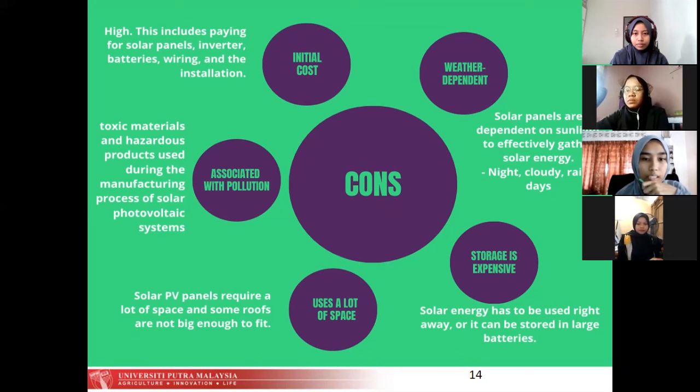The last one is that solar energy is associated with pollution. Although pollution related to solar energy systems is far less compared to other sources of energy, solar energy can be associated with pollution. For example, the transportation and the installation of solar systems, and the toxic material and hazardous products used during the manufacturing process of solar photovoltaic systems, can indirectly affect the environment.